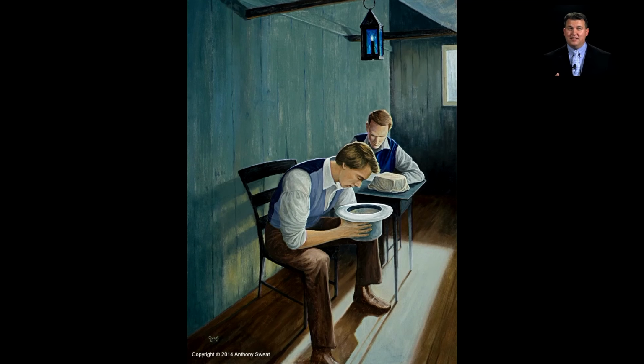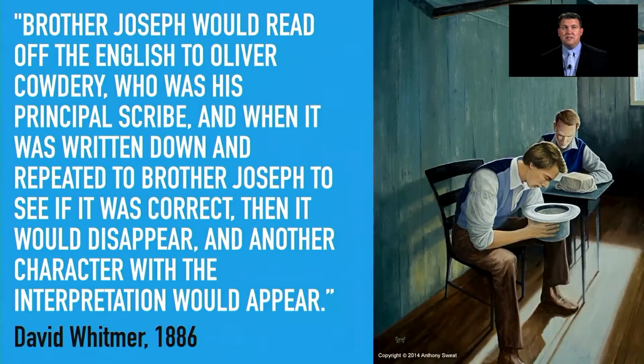But David Whitmer, for instance, would have been one of those people that favored a very tight translation of the Book of Mormon. Here's the way he describes it. He said, "Brother Joseph would read off the English to Oliver Cowdery, who was the principal scribe, and when it was written down and repeated to Brother Joseph to see if it was correct, then it would disappear, and another character with the interpretation would appear." Again, this idea that the text is coming directly to Joseph Smith and very clearly through a translation instrument.